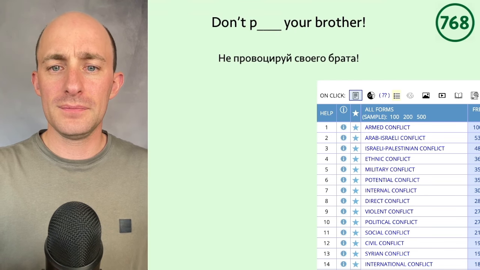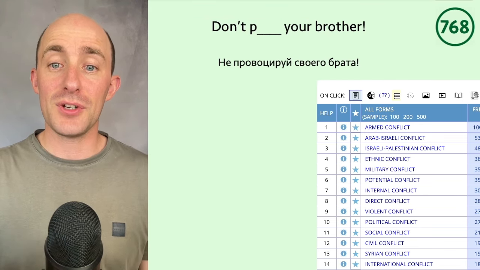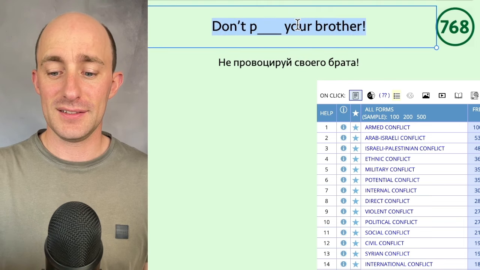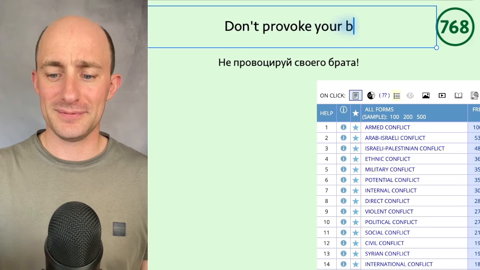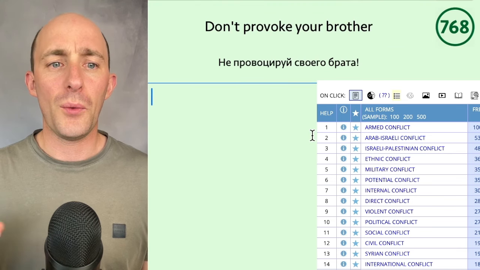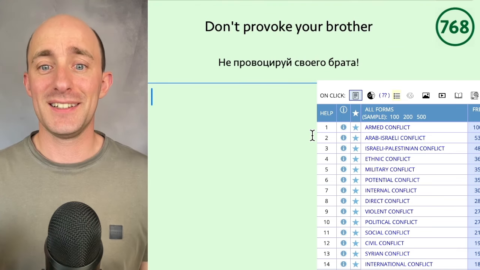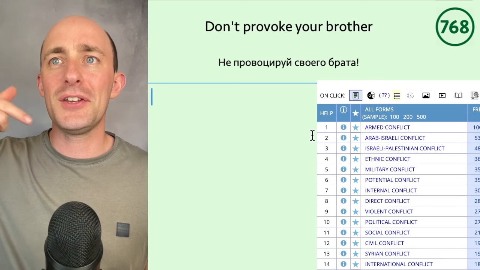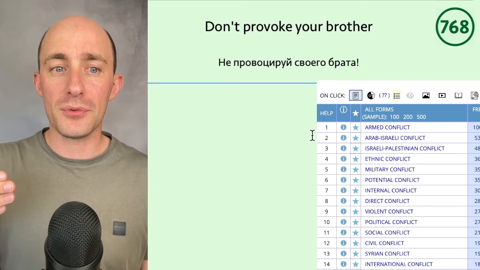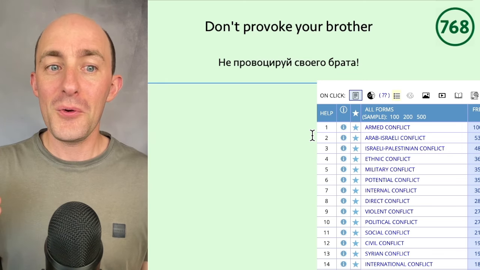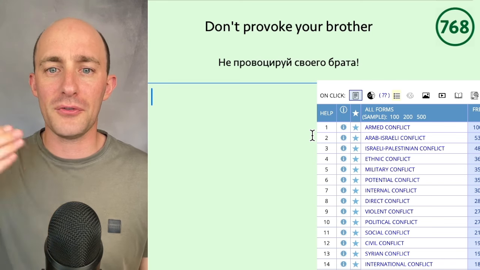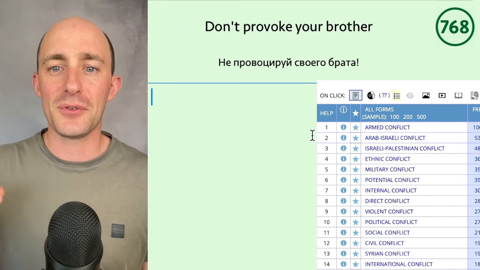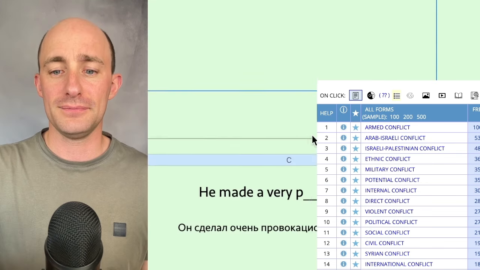The next one. Не провоцируй своего брата. Don't provoke your brother. When you say provoke, make sure you do a clipped O. Provoke. It's clipped, like oh, provoke before the unvoiced k. Provoke, don't provoke your brother.